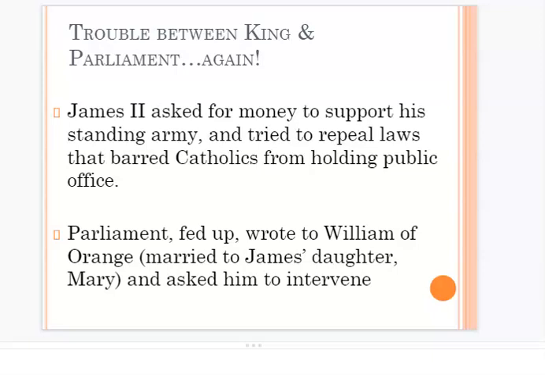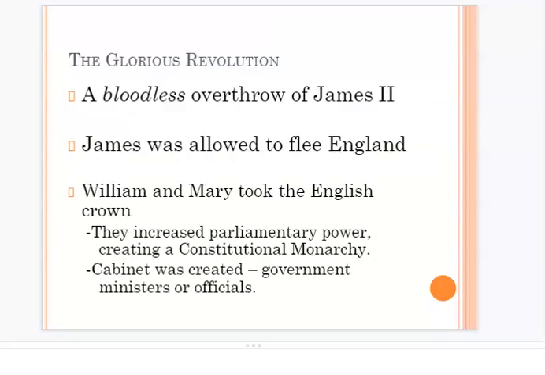But James did the unthinkable. He was remarried and he had a son. That son takes precedence, and the Parliament said, not again. They wrote to James's daughter, Mary, and her husband, William of Orange, and asked them to save them. And that is where you get the Glorious Revolution. So you go English Civil War, Restoration. So English Civil War is Charles I, Oliver Cromwell. Restoration, Charles II, James II, Glorious Revolution.